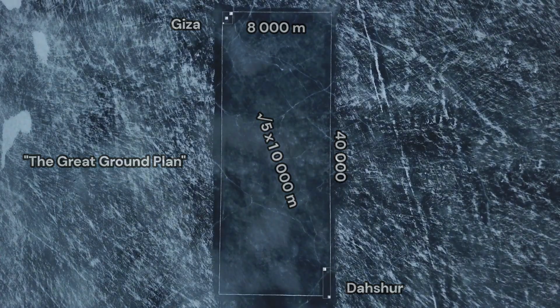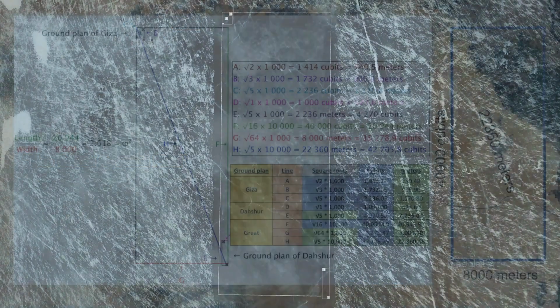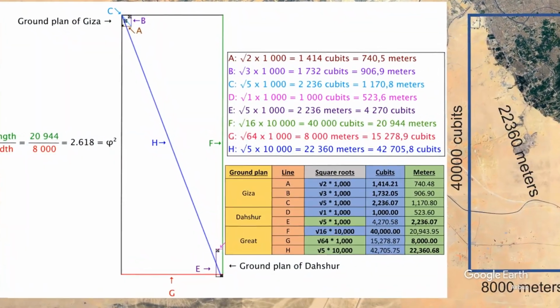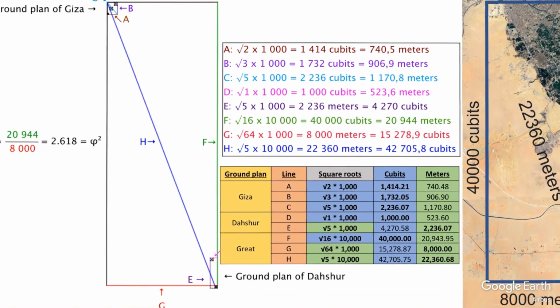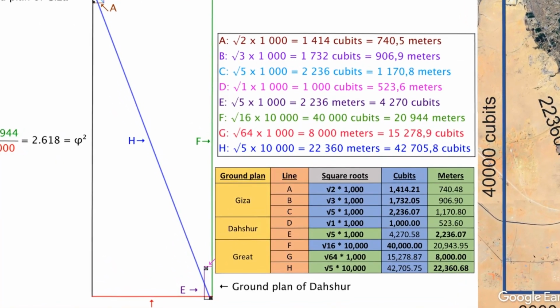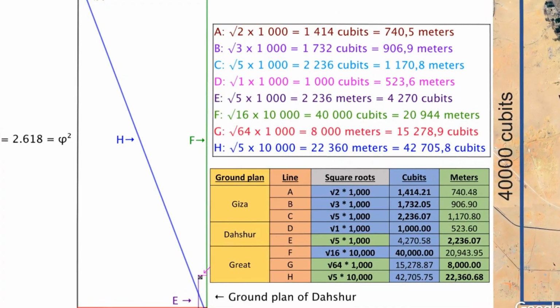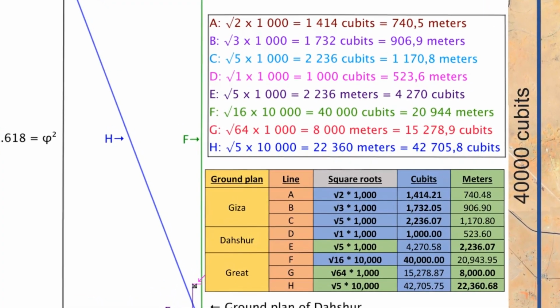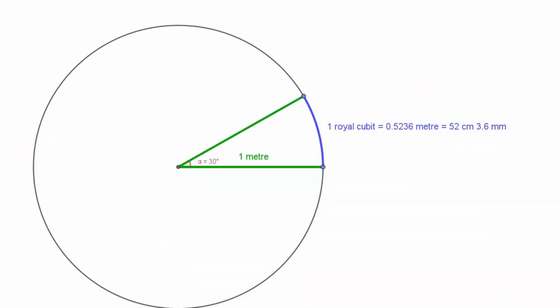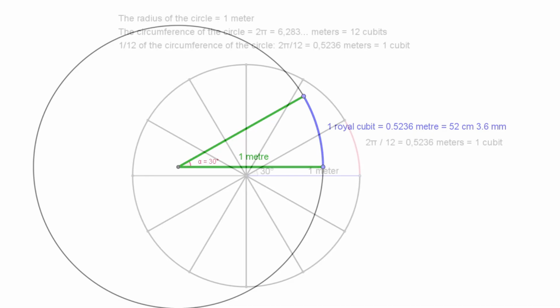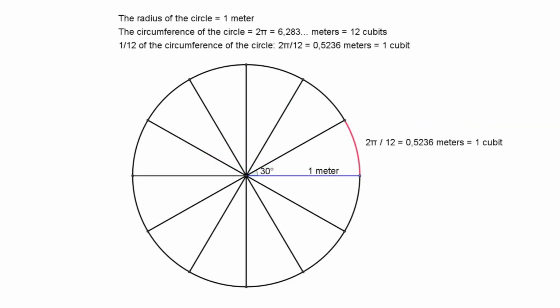These ground plans embody 8 intentional ratios, designed in either meters or royal cubits. This is presented in a manner that demonstrates clear intentionality and systematic design. Furthermore, we have learned that the royal cubit and the modern meter are linked into the same measurement system through the geometry of a circle with a 1 meter radius divided by 12.